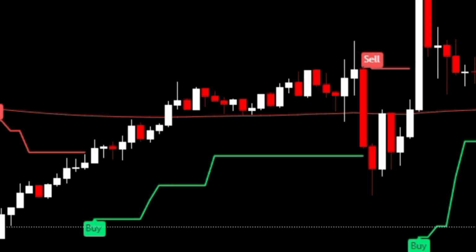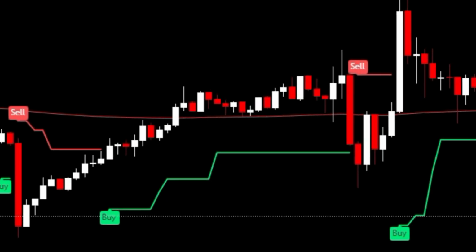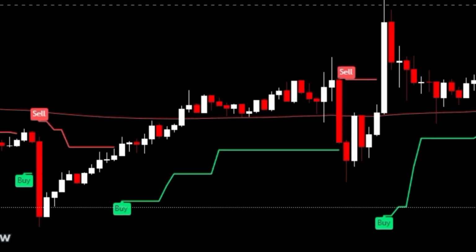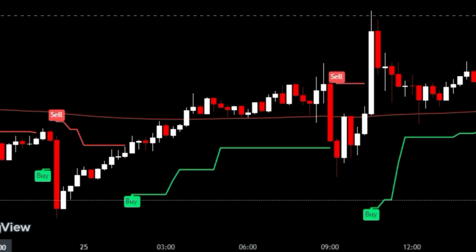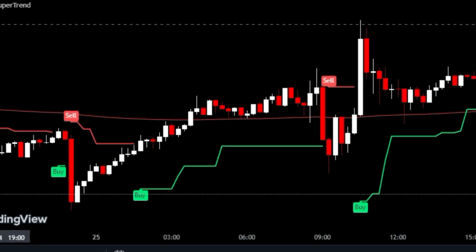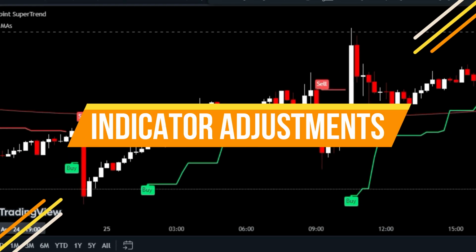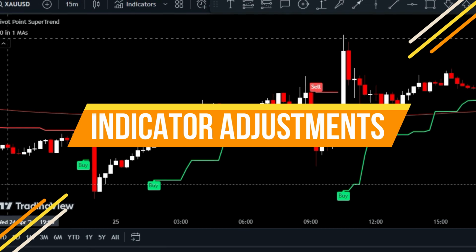This bad boy combines a bunch of different moving averages into one handy package, so you can customize it to fit your unique trading style and make the most out of those market trends. So let's fine tune it.